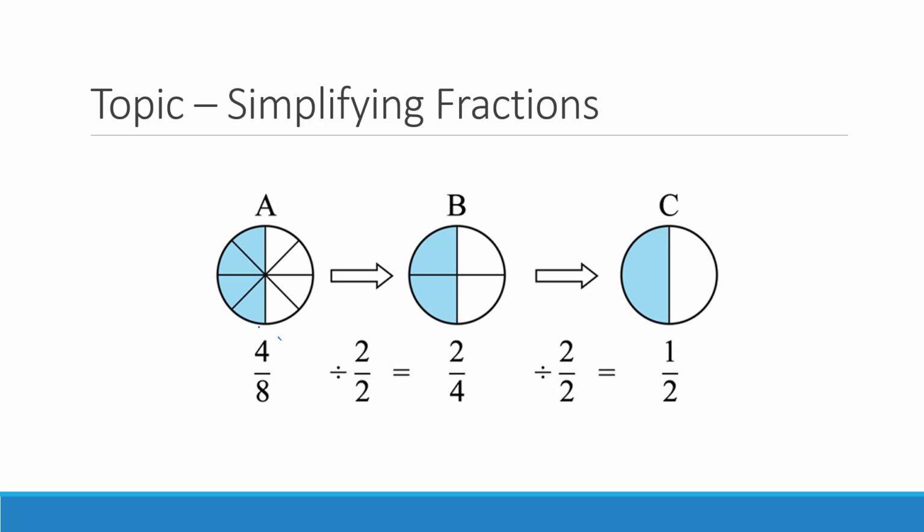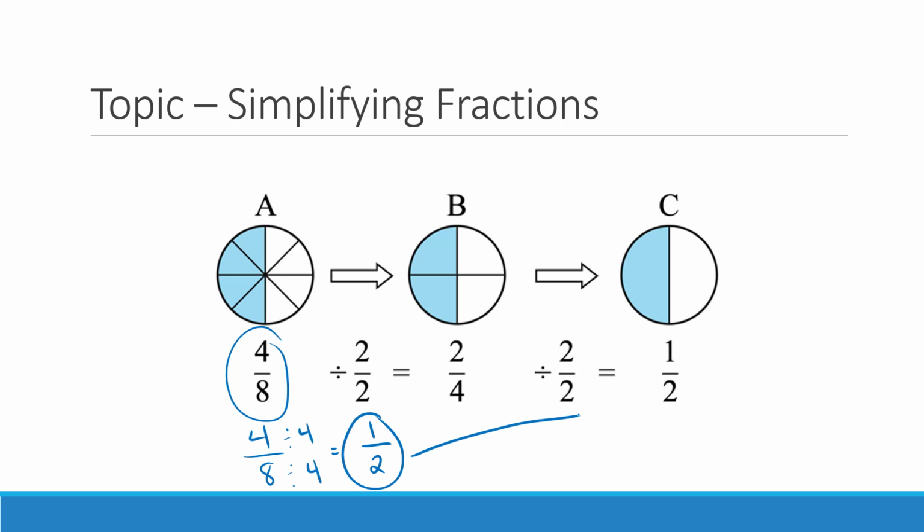Now, could you have started with 4/8 and divided both the numerator and denominator by 4? Of course you could. It would have saved you some time, but it still gets you the same answer of 1/2. So as long as you can find a good starting point to divide both the numerator and denominator, as long as you divide as far as you can go, you will then arrive at your simplified fraction.